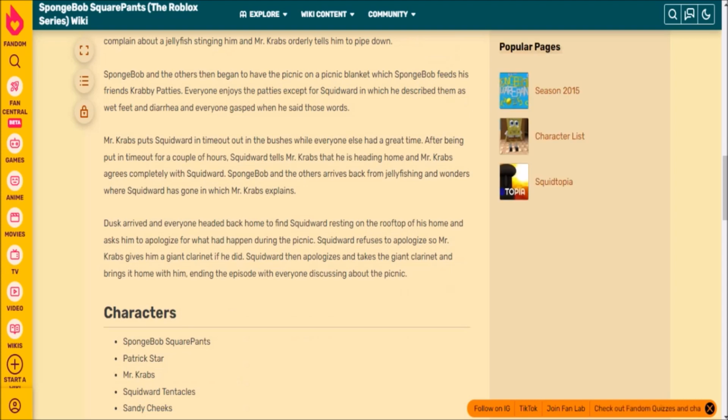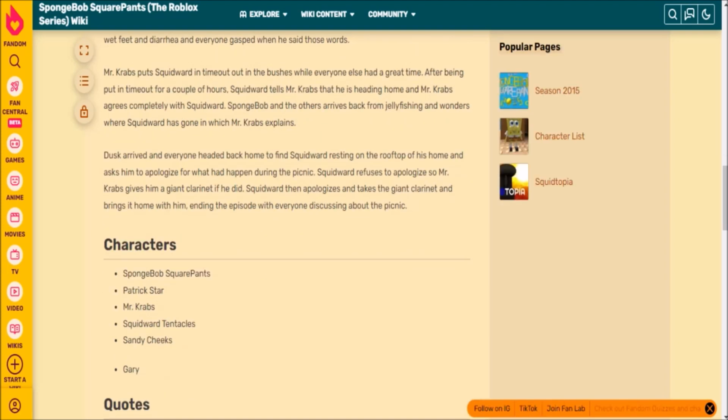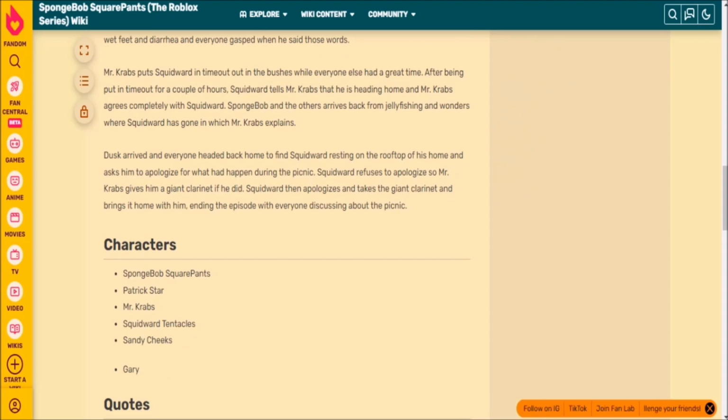All right, let's see. Okay, there we go. Mr. Krabs put Squidward in timeout out in the bushes, while everyone else had a great time. After being put in timeout for a couple of hours, Squidward tells Mr. Krabs that he is heading home, and Mr. Krabs agrees completely with Squidward. SpongeBob and the others arrive back from jellyfishing and wonder where Squidward has gone, which Mr. Krabs explains. Dusk arrived, and everyone headed back home to find Squidward resting on the rooftop of his home, and asks him to apologize for what happened during the picnic. Squidward refuses to apologize, and Mr. Krabs apologizes and takes the giant clarinet and brings it home with him, ending the episode with everyone discussing the picnic.